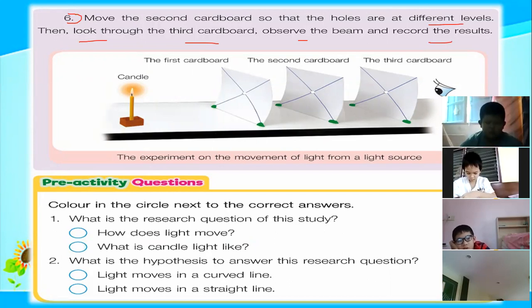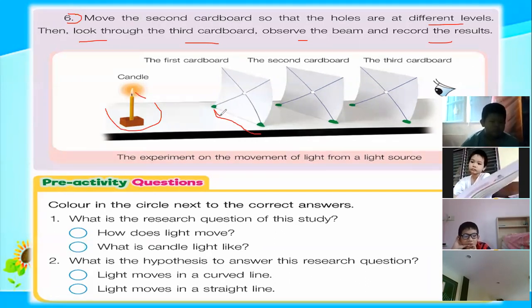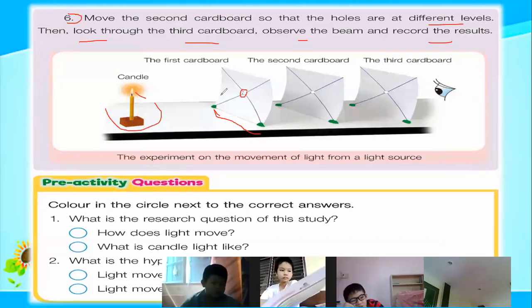So first, what we do, students, you can see here. First, we take the candle and we light it. We already burned the candle. Next, we put one cardboard here, which has a hole at the center. We look after the first cardboard, and then we record. Then we place one more cardboard that also has the hole in the center, and we put it in exactly the same direction.